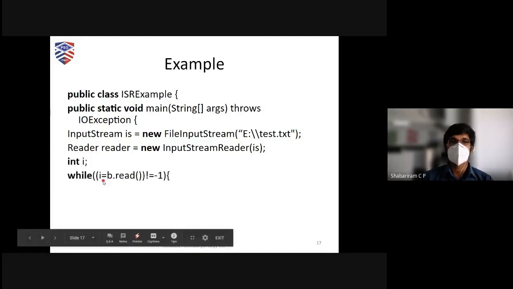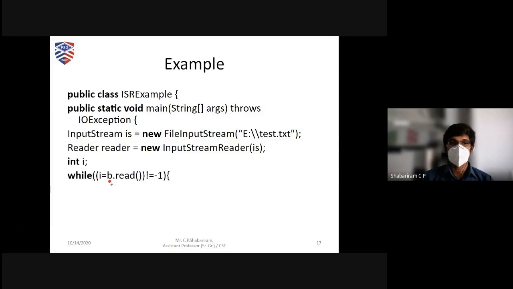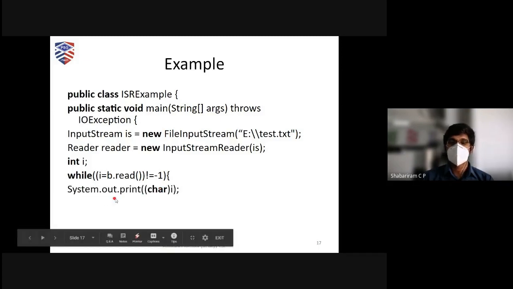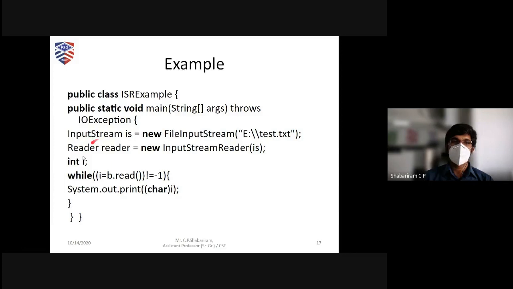Here I'm using the loop, right? So here it is i equal to, again there is a typographical mistake, it is not b, it is reader, right? So i is equal to reader.read, while i is not equal to -1. It normally reads the byte value, so if I need to return the character, we need to do the type conversion. So within System.out.println, I'm using the type conversion, converting the byte to character. So that's all. Here I'm converting the input stream to a reader stream, which is specific to byte, which is specific to character.